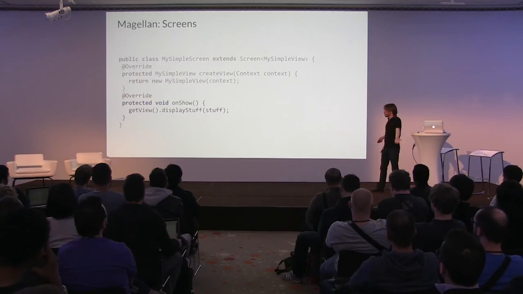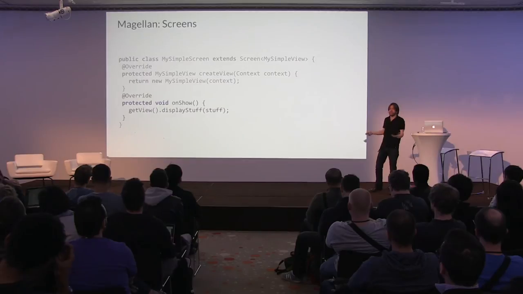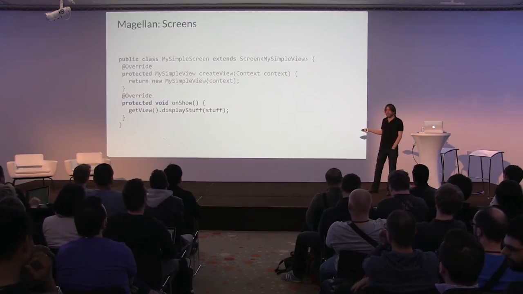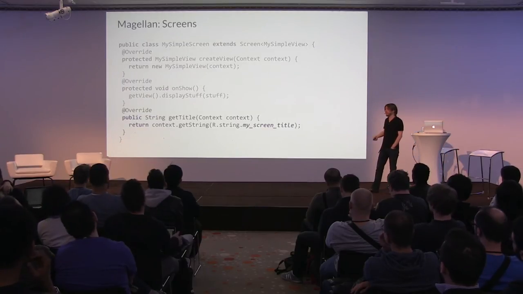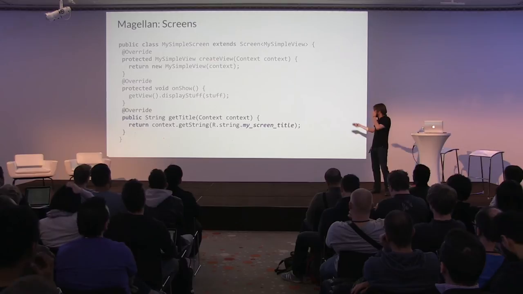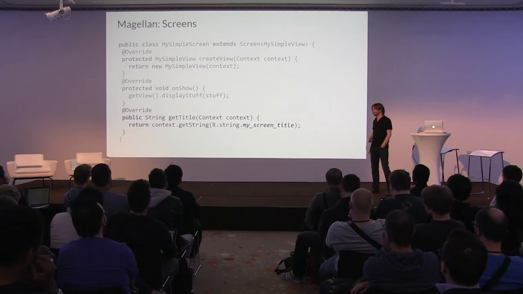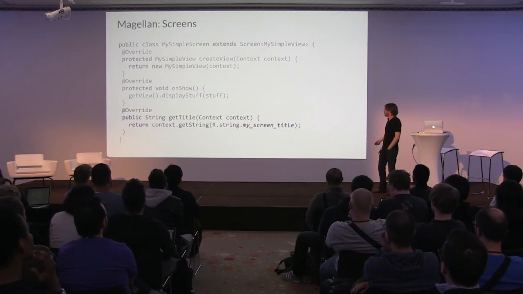Then, of course, you have optional methods. For example, when the screen is shown, you usually want to display stuff, right? So you have an onShow method, and you can display stuff. And you have a few utilities just because we can, because it's nice, like setting the title that automatically sets the title on your toolbar and stuff like that. But those are optional. It's only if you really want them.